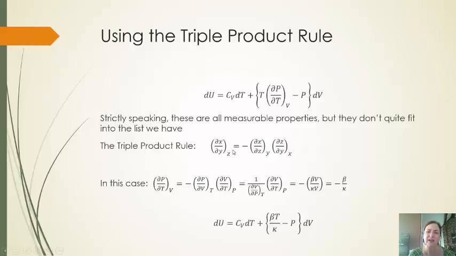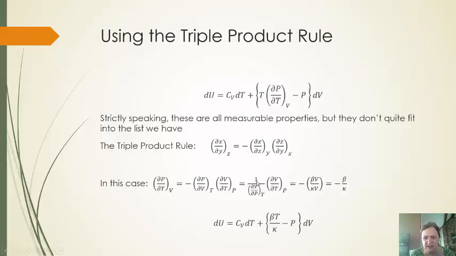Now in our case, I have dP/dT at constant volume, so I'm going to let x equal P, y equal T, and z equal V. If I apply all those transformations, this chunk becomes dP/dV at constant temperature times dV/dT at constant pressure. The definitions of kappa and beta are for volume, so this is just 1 over that. So I end up with this.